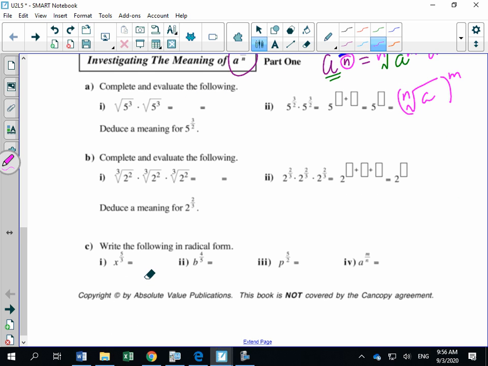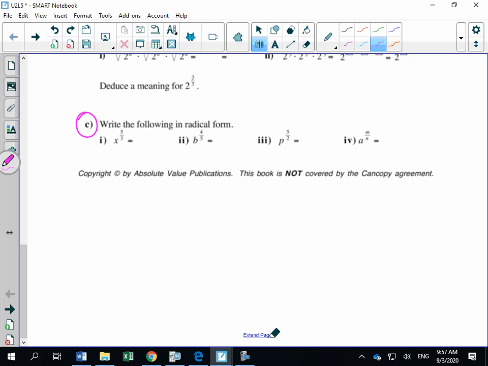Again, please pause the video and see if you could write for C. So please do C and rewrite each of these in radical form. So for C, there's my ground, the third root of x to the power of 5. There's my ground, the fifth root of b to the power of 4. I like this one. A lot of you will want to do this, the second root of p to the 5, but we don't need that 2, so you would erase that. And the nth root, the last one, the nth root of a to the power of m.